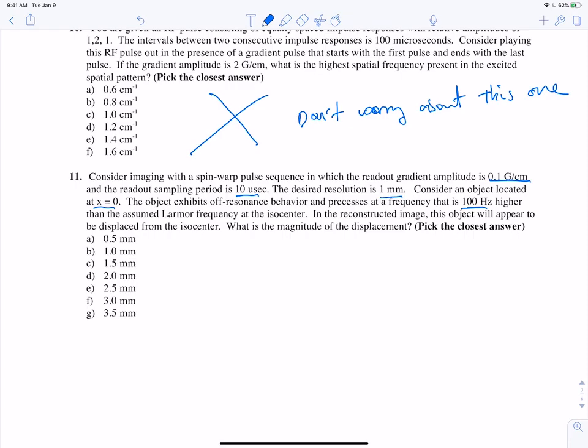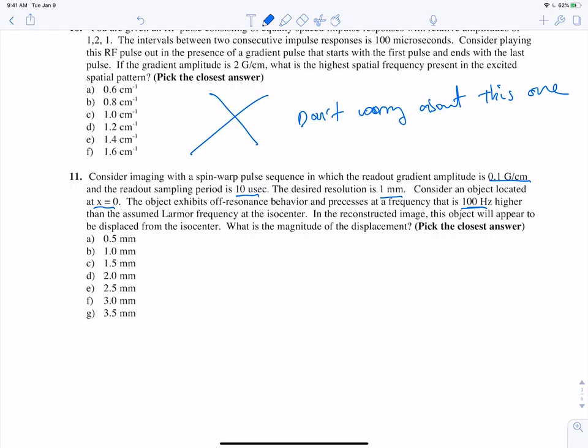So when we reconstruct an image, this object will appear to occur somewhere else because it'll appear to be some other spin that's processing at a higher frequency. Okay. So then the question is, how far does it appear? The key here is to think about gradients. What do gradients do? Gradients cause things to process at faster or slower rates.